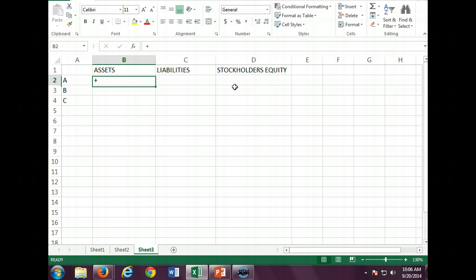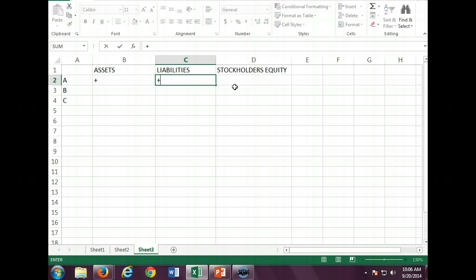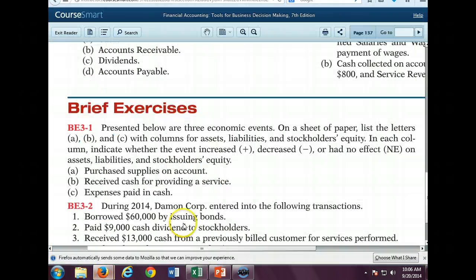So our liabilities here, when we purchase on account, they go up. So our supplies are going up and our liabilities are going up. Let's look at the next one.